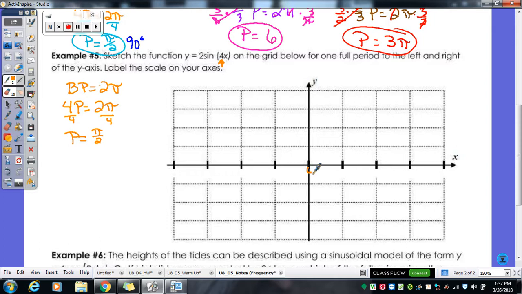So that means my y-axis still represents 0. As far as I can go on my x would be pi over 2, and then to the left would be negative pi over 2. Now these functions always follow patterns in 4. So to figure out the rest of our x-axis, we have to figure out what's referred to as our key points. And again, it follows a pattern of 4. So you take your period, and you divide it by 4, and that's how we get our key points.